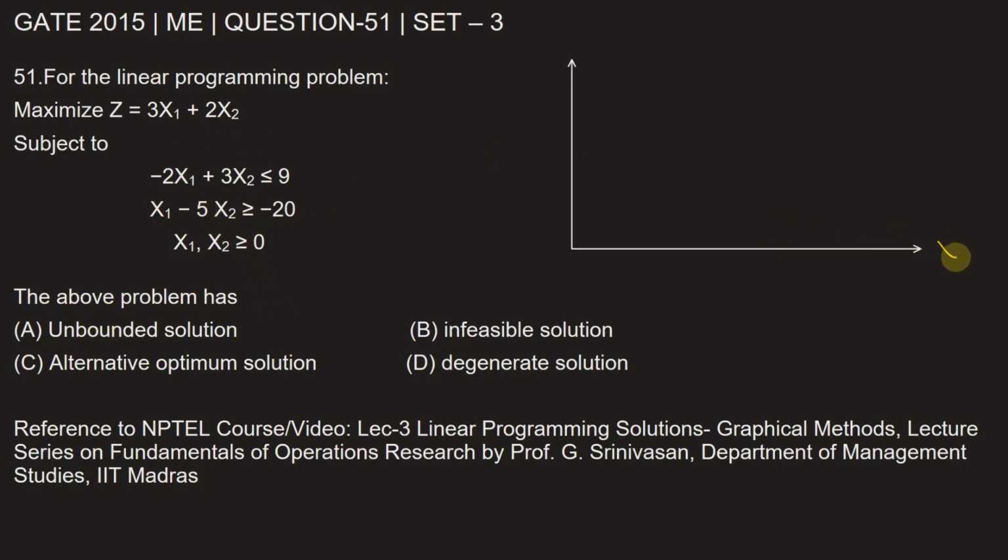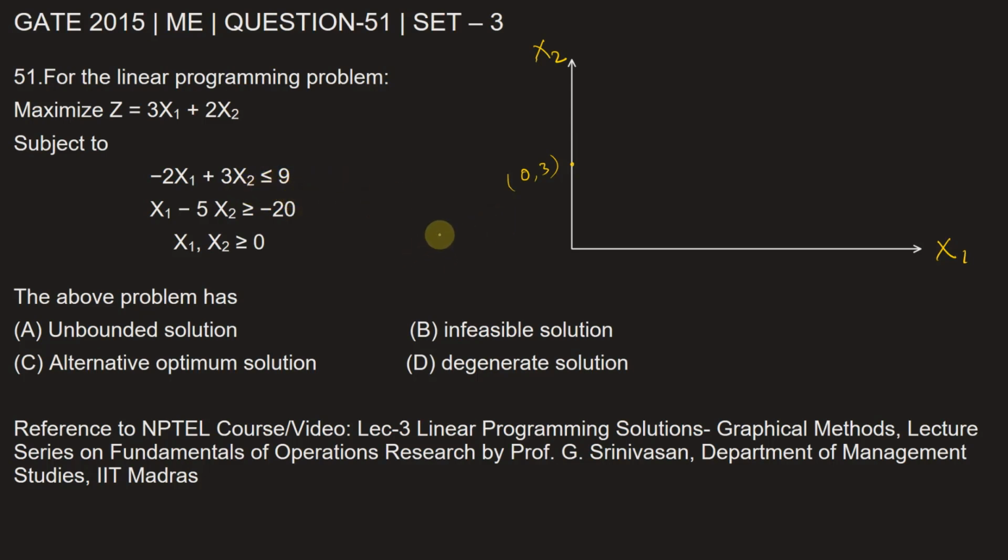Now let's say this is x1 and the vertical axis is x2. So the first constraint, minus 2x1 plus 3x2 should be lesser than or equal to 9. Let's draw this one. If x1 is equal to 0, x2 will be equal to 3. So it will be somewhere here, (0, 3). And when x2 is equal to 0, x1 will be equal to negative 4.5.